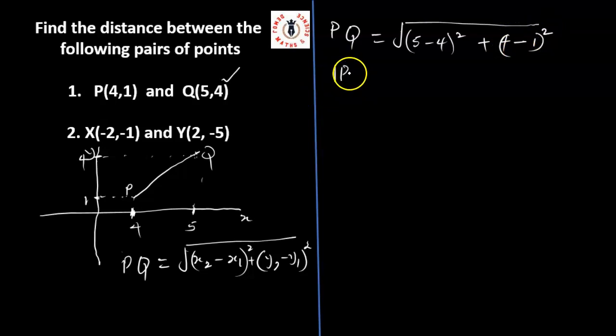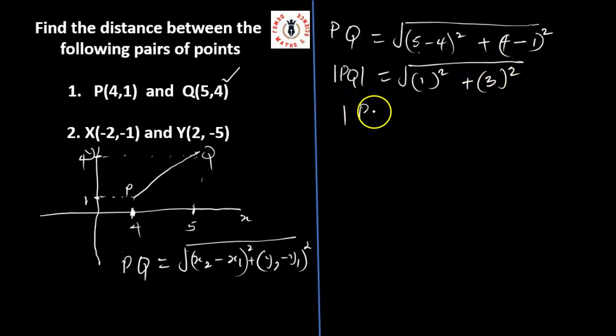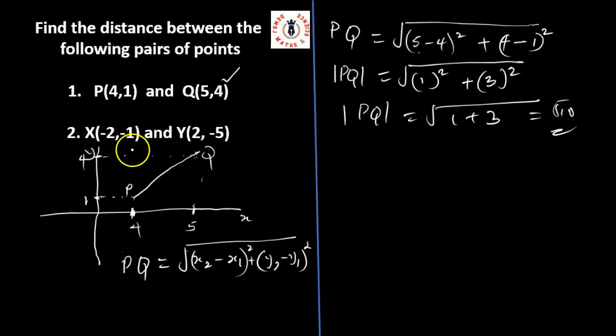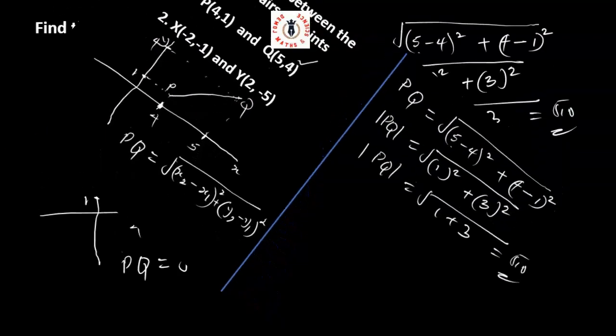So the length of line PQ will be given by the square root of 5 minus 4, that's 1, all squared, plus 4 minus 1, that's 3, all squared. So my line PQ will be given as the square root of 1 plus 9, which is the square root of 10. Now, I want to take the second question, but I want you to pause this video and try your hand on the second question.